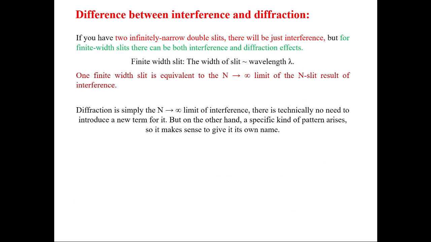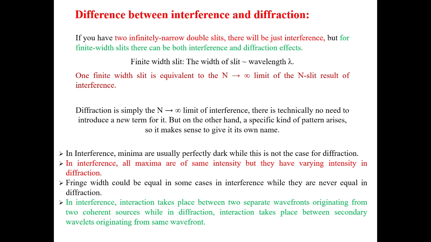Let us discuss a little more to differentiate between interference and diffraction. In Young's double-slit experiment, to demonstrate interference of light, the width of the slit is infinitesimally small. If you make the slits of finite width, the pattern will change. This will be a diffraction pattern. And this is the basic difference between interference and diffraction. Therefore, diffraction is the n tending to infinity limit of interference. As it gives a specific kind of pattern on the screen, it is given a different name than interference, instead of using a similar mechanism to produce the pattern.